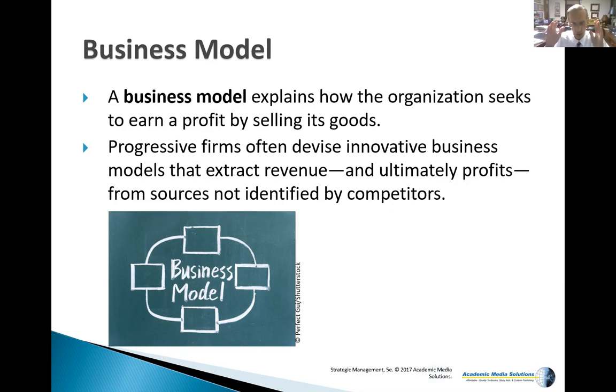Different firms in the same industry often have similar business models, but not exactly the same business models. And so once again, you get firm heterogeneity. But in this case, the heterogeneity is the result of management decisions. And so, as Parnell points out, progressive, and I would add successful, firms often devise innovative business models that extract revenue and profits from sources that their competitors haven't identified.